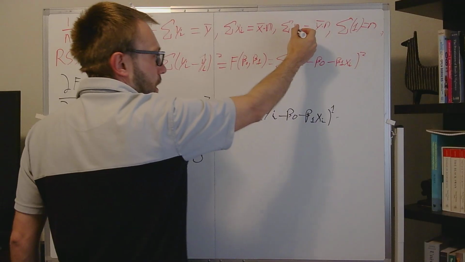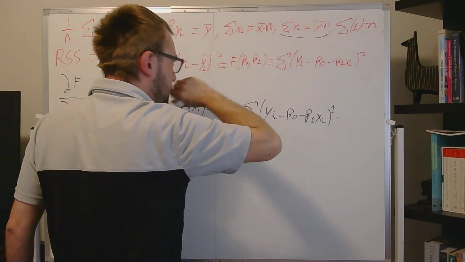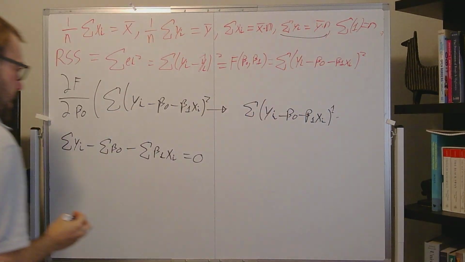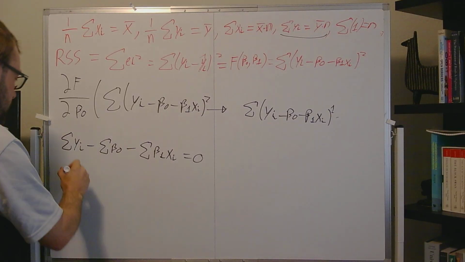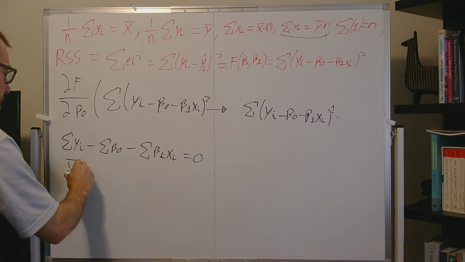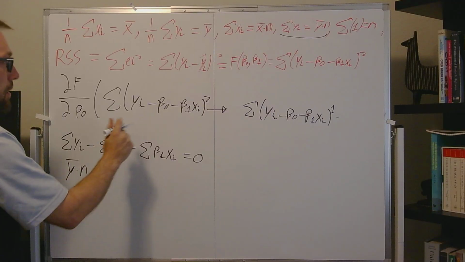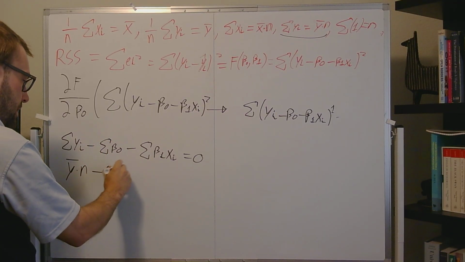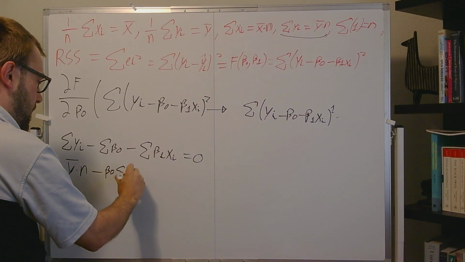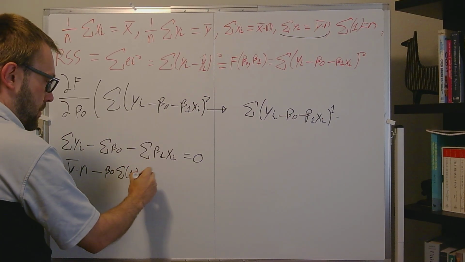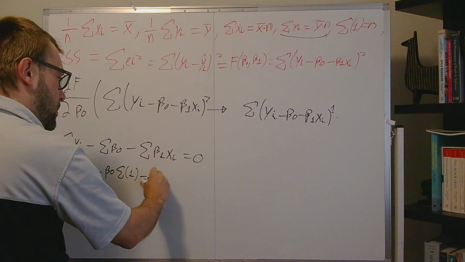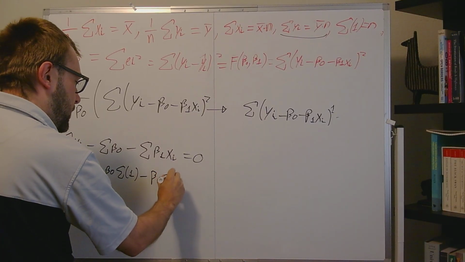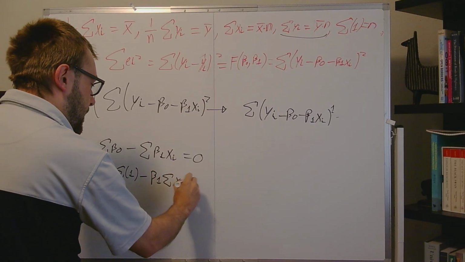So now we've broken this down, and we do this exactly so we can utilize our identities. So first identity, we have sigma yi equals the mean of y times n. So we're going to leverage that. Mean of y times n minus, we could factor out the beta naught, so that becomes beta naught sigma 1. And then we can factor out a beta 1 as well, minus beta 1 sigma xi equals 0.